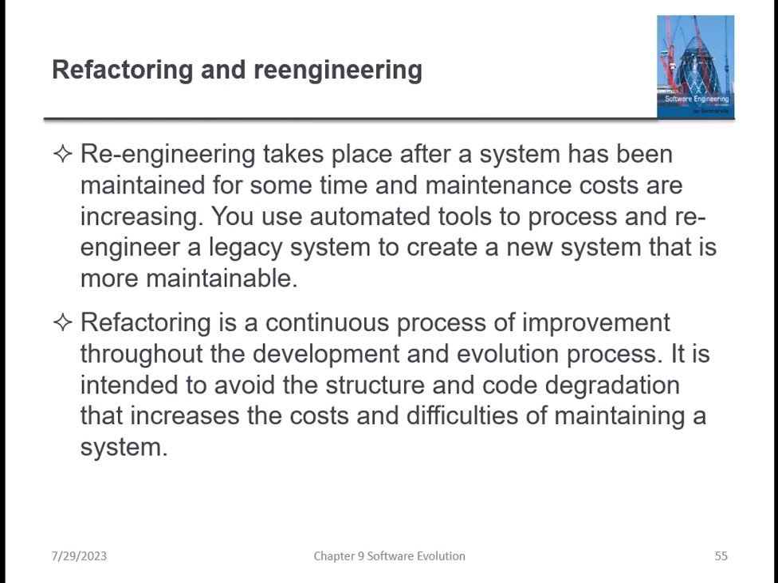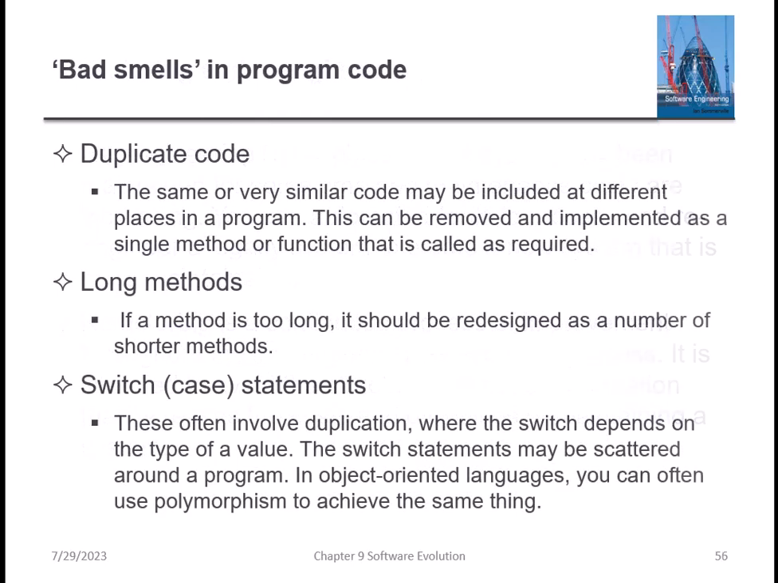Refactoring is a continuous process of improvement. This means we cannot say that we have 100% improved the code and no further improvement is possible. You might have achieved the ideal level, but there is always an expectation of new improvement. So refactoring is a continuous process of improvement throughout the development and evolution process. It is intended to avoid the structure and code degradation that increase the cost and difficulty of maintaining a system.